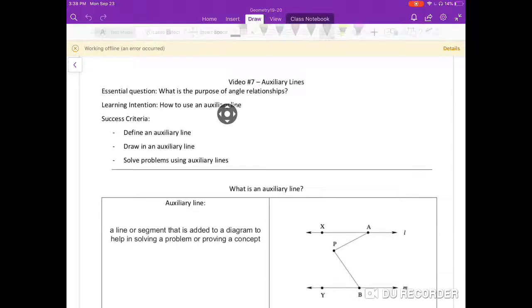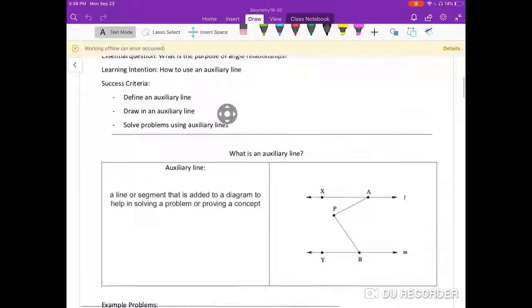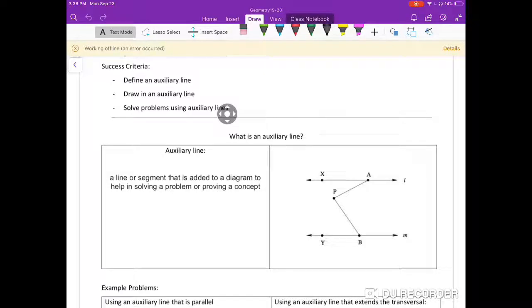So first, what is an auxiliary line? An auxiliary line is a line segment or a line that is added to a diagram to help in solving a problem or proving a concept. One example of an auxiliary line in this picture would be if I drew in a third parallel line right about here through point P. Okay, and this would be parallel to both of these. So this would be considered my auxiliary line.